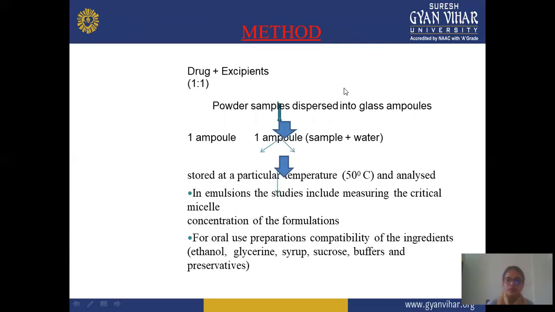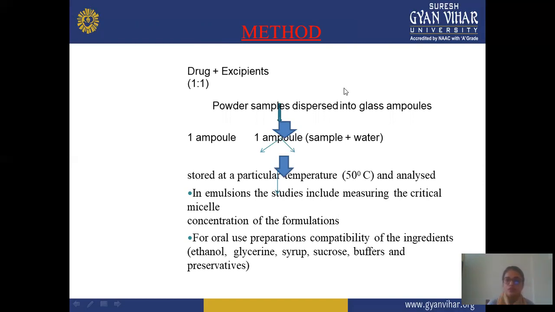Next method. In this method, first you take drug and excipient, and the concentration and ratio of this drug and excipient is 1:1. Suppose you are taking 10 gram of your drug, and in this condition you also take 10 gram of your excipient. Both are in a similar amount or similar concentration. And then the powder of the samples is dispersed into glass. And then store at a particular temperature, mainly 50 degrees Celsius, and the analysis in the immersion study includes measuring the critical micellar concentration of the formulation.